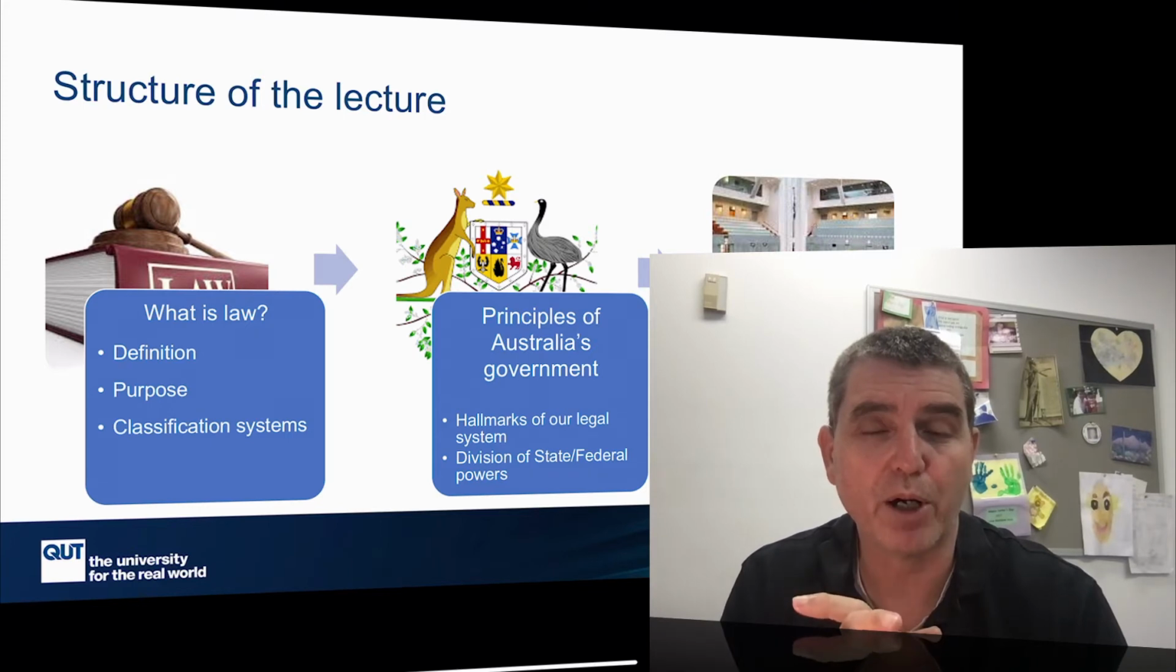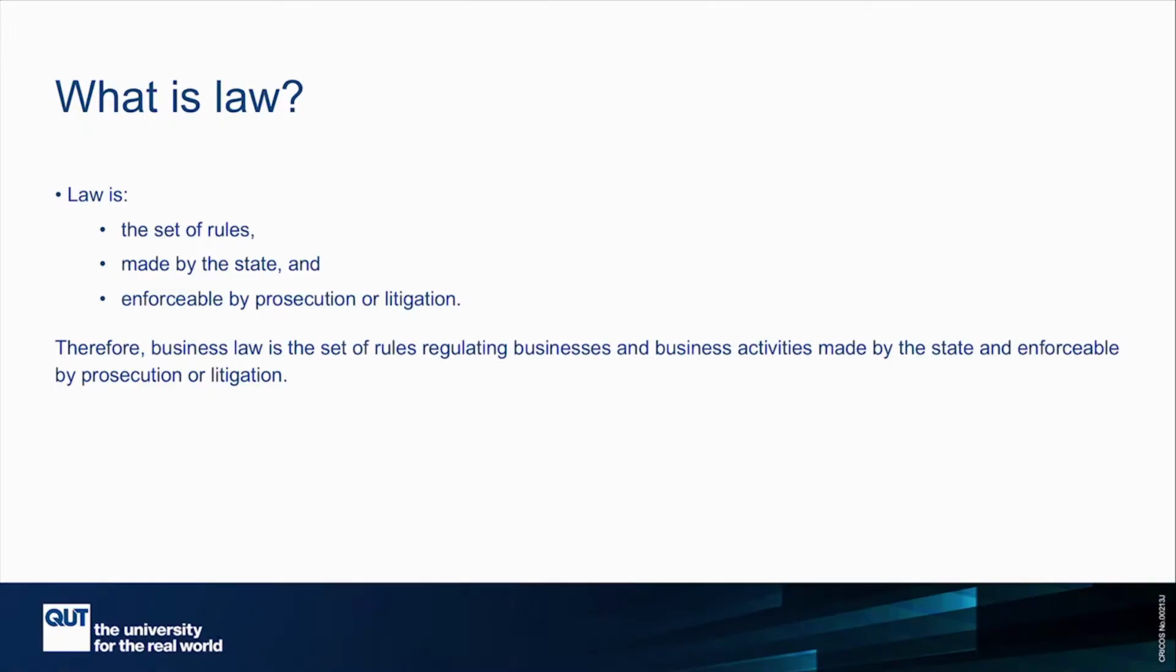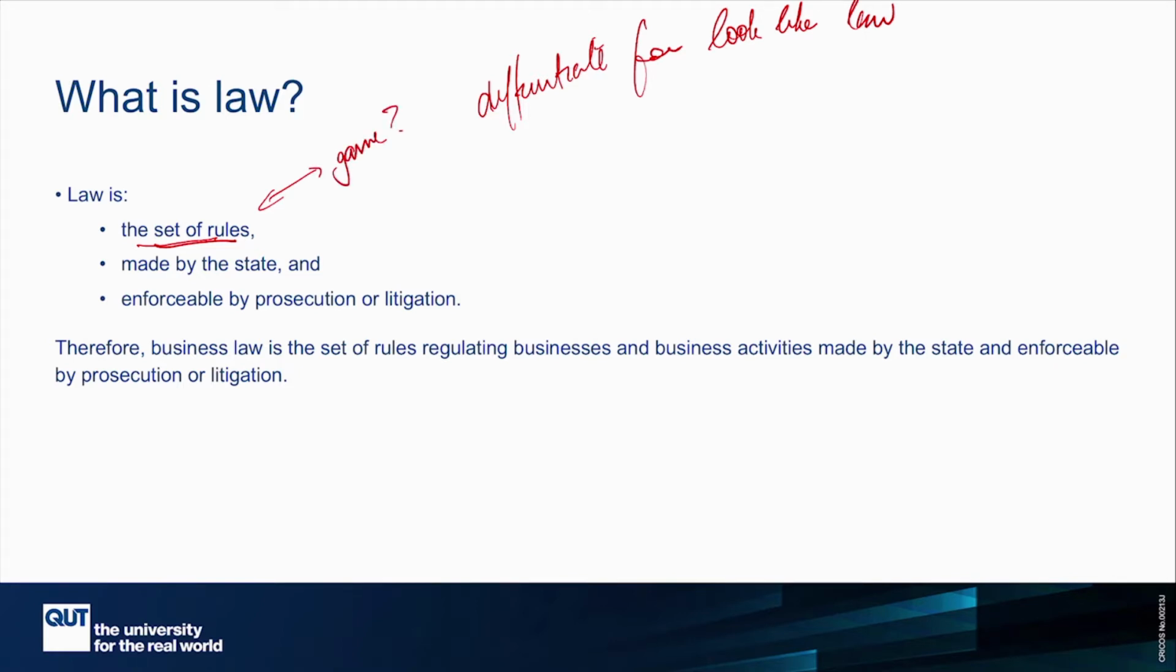So we're going to start by looking at law, what it is, how we classify it, and what it does. So what is law? In answering that, what we need to do is to be able to differentiate it from things that look like law. So the first thing we have is a set of rules. Yes, that's true, but other things have sets of rules, like a game. So what's the difference between law, which is a set of rules, and a game, which is a set of rules? Well, the second element is it's a set of rules made by the state.